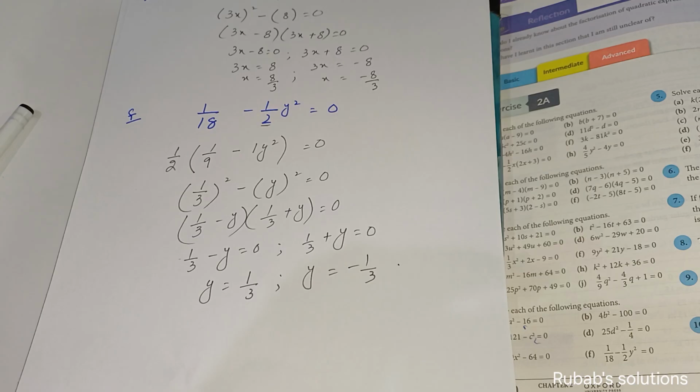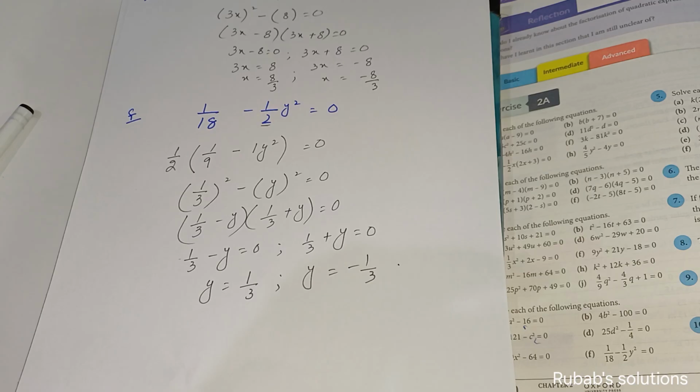9x square minus 64. So 9 can be written as 3 square, and 64 can be written as 8 square. So it will be (3x minus 8) and (3x plus 8) is equal to 0. Either 3x minus 8 is equal to 0, or 3x plus 8 is equal to 0. 3x is equal to 8, x will be equal to 8 by 3. From here 3x is equal to minus 8, and x will be equal to minus 8 by 3.